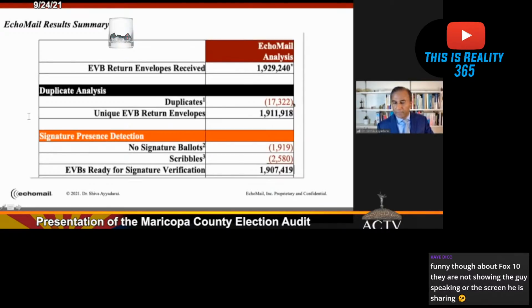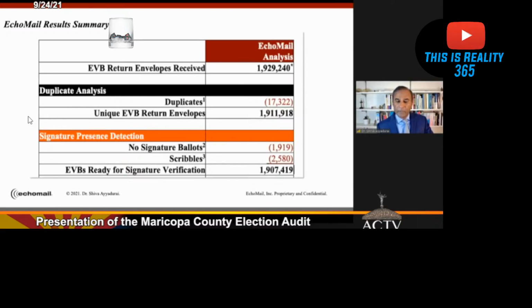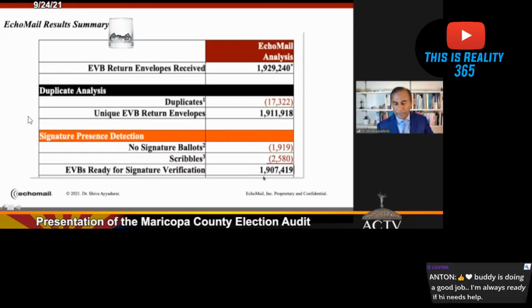So our net results state that we received 1,929,240. The 17,322 were removed to get this many unique return envelopes. And then we subtracted the non-signature and what we call scribbles to come up with a total of 1,907,419. So this is what, in this analysis, should have gone to signature verification.